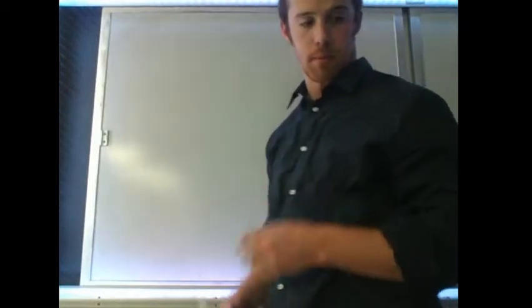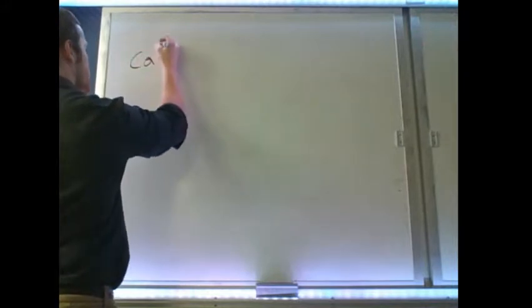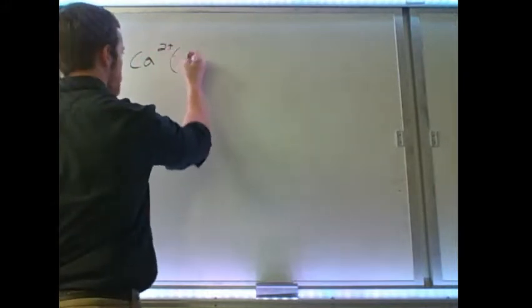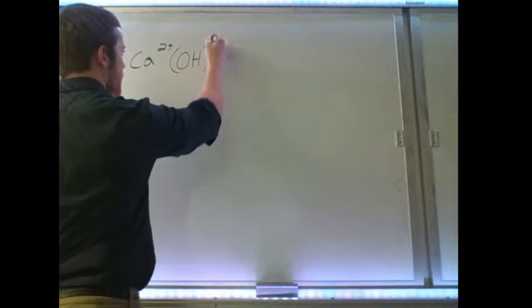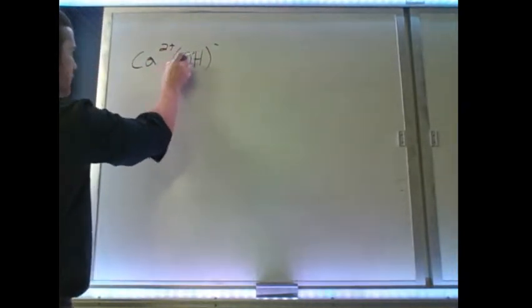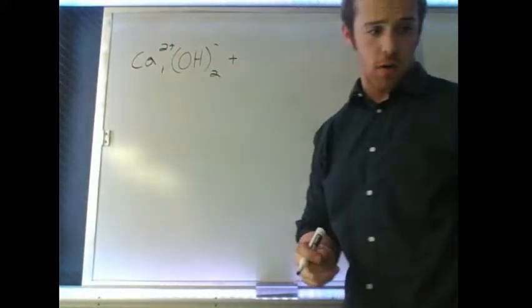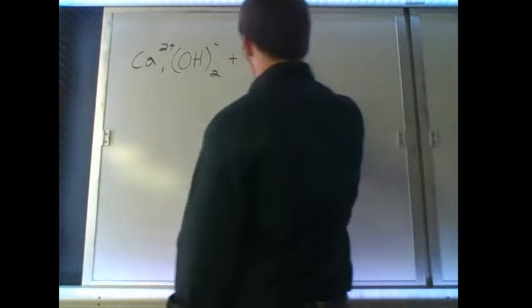Okay, so when we look at example number 7, we're going to have calcium hydroxide. So we know calcium here has a 2+ charge. We know our hydroxide here has a minus charge. Crisscrossing those, we know that we're now going to have 1 calcium to 2 hydroxides. Plus our next part here is going to be phosphoric acid, which I actually had to look up.